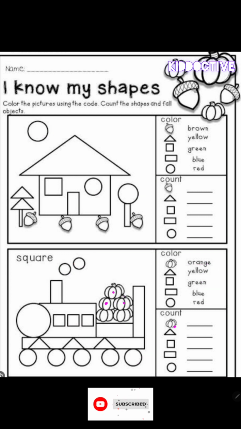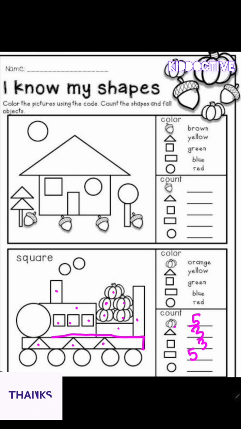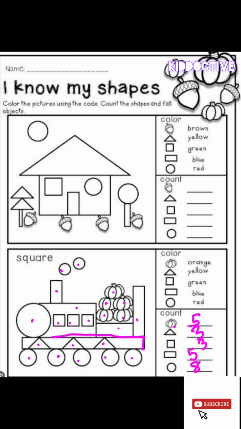Now coming to how many pumpkins? There are 5 pumpkins. Triangles, how many triangles? There are 3 triangles. Now coming to square, how many squares? There are 3 squares. And rectangle, we are going to count rectangles. 1 rectangle, 2 rectangle, 3 rectangle, 4 rectangle and 5 rectangles. There are 5 rectangles. Now coming to circle, how many circles? 1, 2, 3, 4, 5, 6, 7, 8. 8 circles.